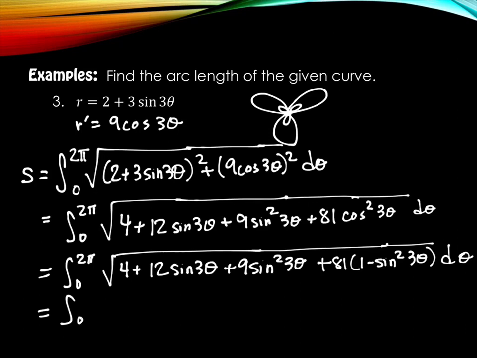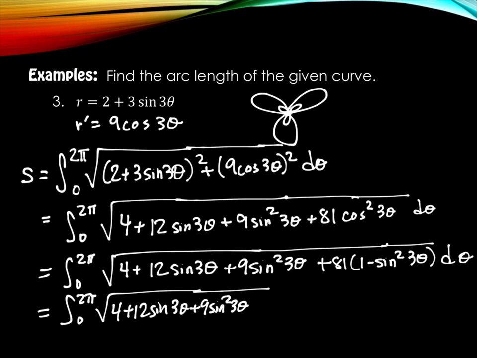So this allows me to have 4 plus 12 sine of 3 theta. And then I have 9 sine squared 3 theta. And I'm going to have plus an 81, right? And then minus 81 sine squared of 3 theta.